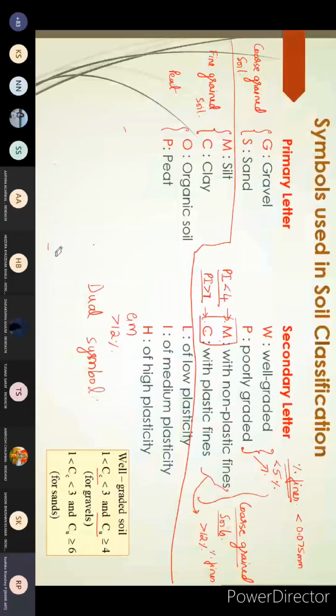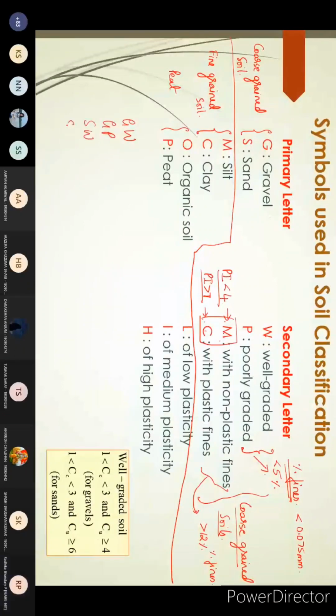Coarse grain soil only is a little difficult. Fine grain, it is very easy. So if you understand coarse grain, fine grain is very easy. So we can get, say, GW, GP, SW, SP. Okay, so these are the possible symbols we can get. Or it could be GM, GC, or SW, SM, SC.